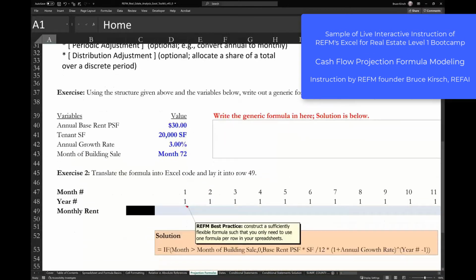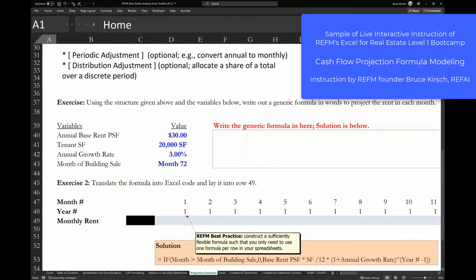So let's use this as an example, and let's write a formula out here to project rent. Our base rent per square foot is $30, and that's $30 per square foot per year. The tenant's suite square footage is 20,000. We're assuming that the lease provides for 3% growth year over year, and that we're going to sell this building in month 72.